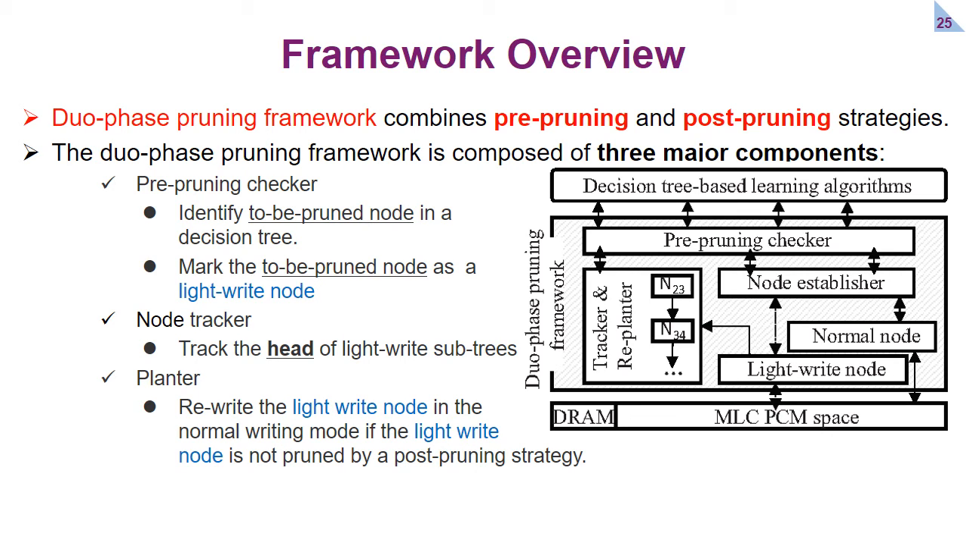And the second component is the node tracker. It is to track the head of the light-write subtrees. Therefore, we will know which is the starting node for the pruning. And the third component is the planner. That is to rewrite the light-write nodes in the normal writing mode, if the light-write node is not pruned in the post-pruning phase.